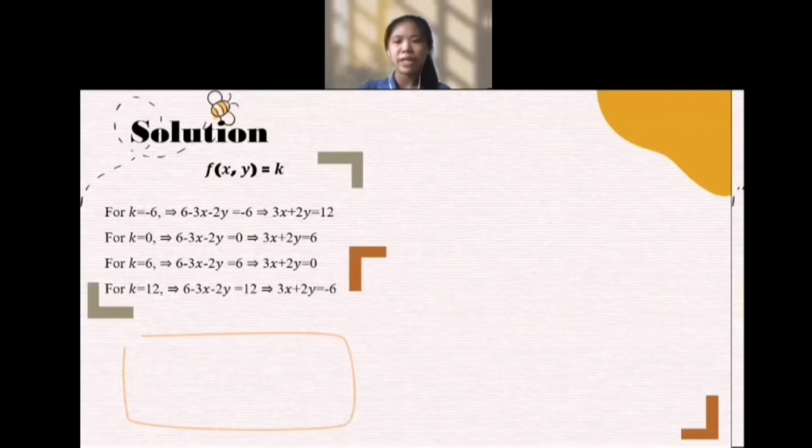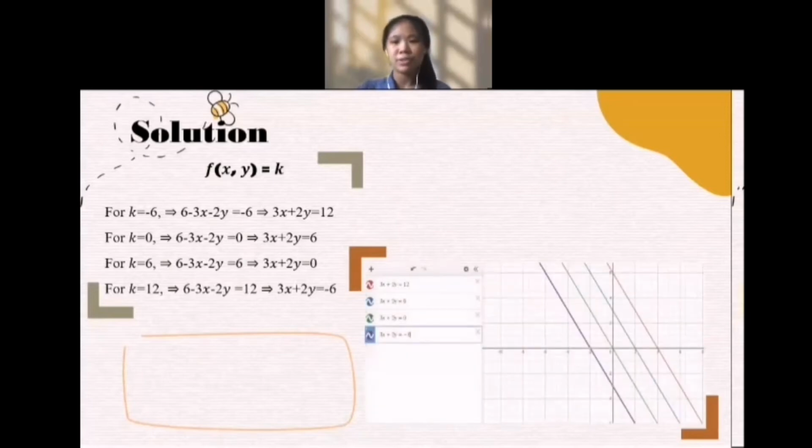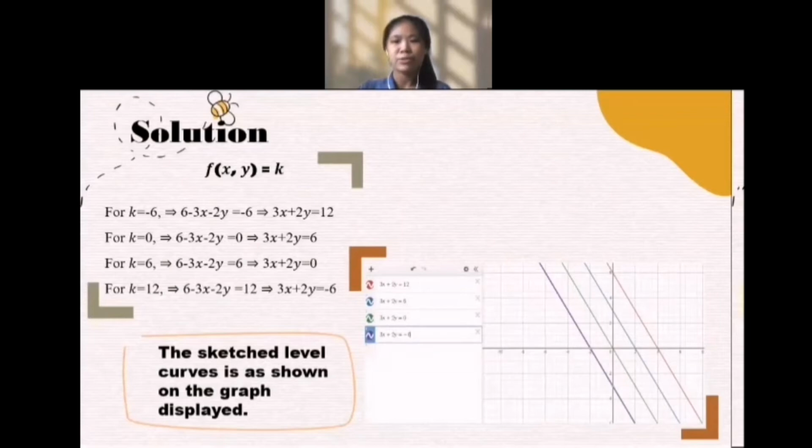Finally, we get four expressions: 3x plus 2y equals 12, 3x plus 2y equals 6, 3x plus 2y equals 0, and 3x plus 2y equals negative 6. Then we plot the resulting expressions in R2. And this is the level curve sketch made using the graphic calculator.